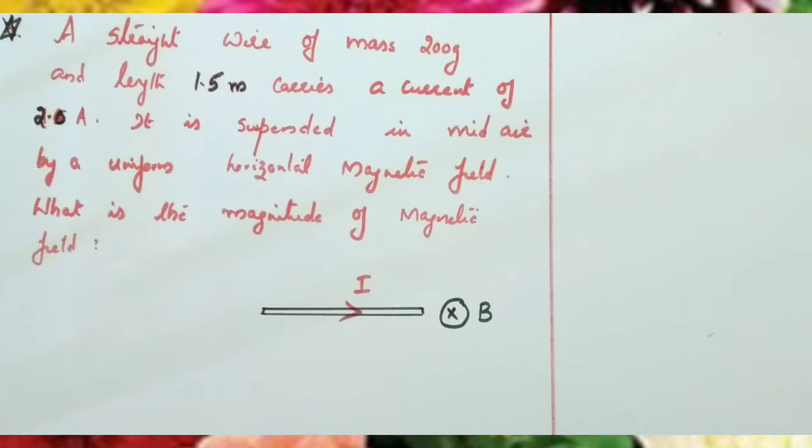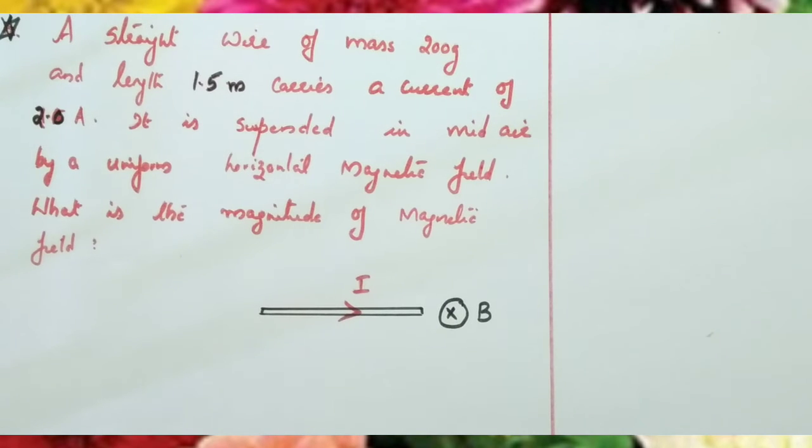A straight wire of mass 200 gram and length 1.5 meter carries a current of 2 ampere. It is suspended in mid-air by a uniform magnetic field. Find the magnitude of the magnetic field.